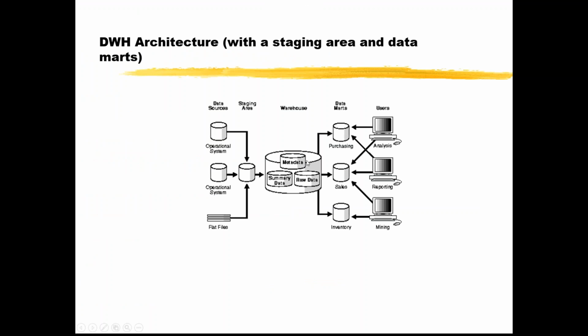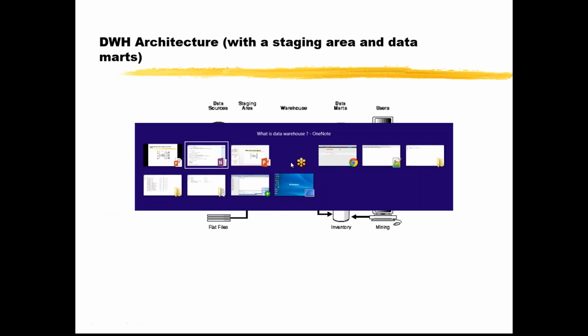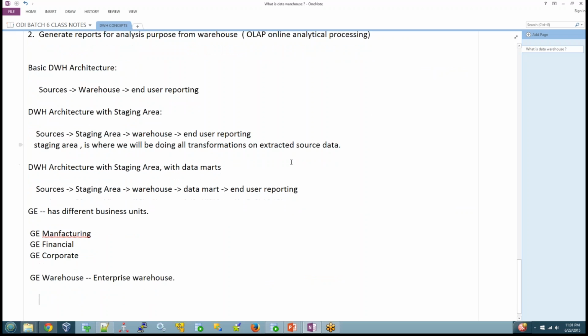So a subset of the warehouse is loaded into a data mart. The data mart is nothing but a subset of your warehouse data that belongs to a specific business unit. It's not a complete form of the warehouse, it's a subset of the warehouse. So the GE warehouse is again divided into three different data marts: the GE manufacturing data mart, the financial data mart, and the corporate data mart.